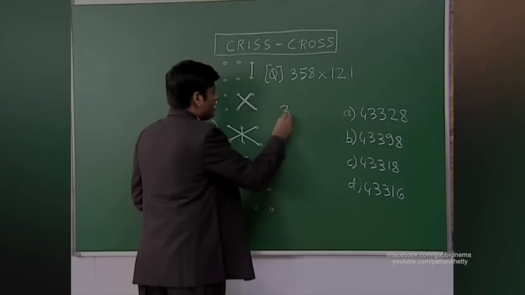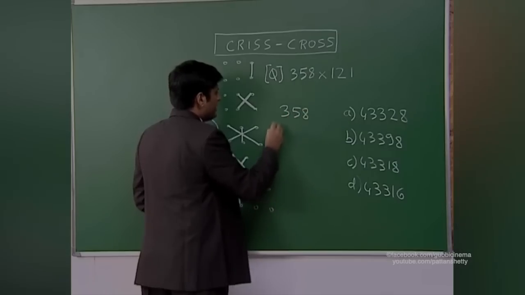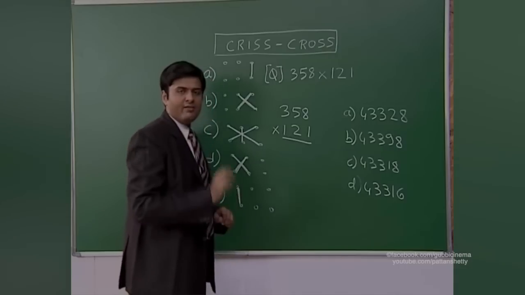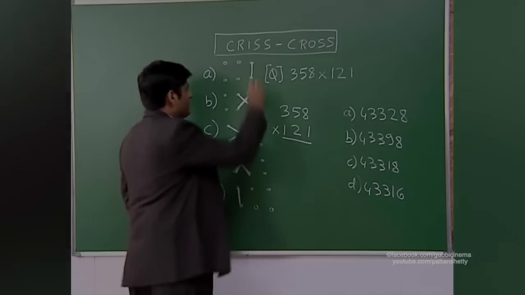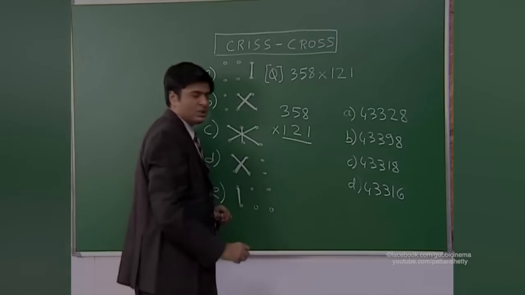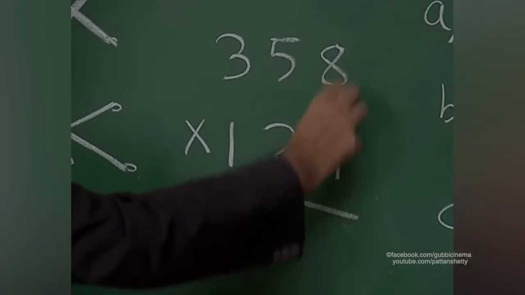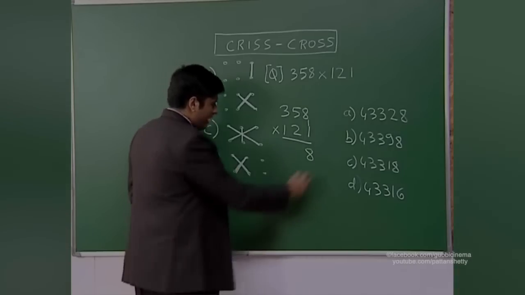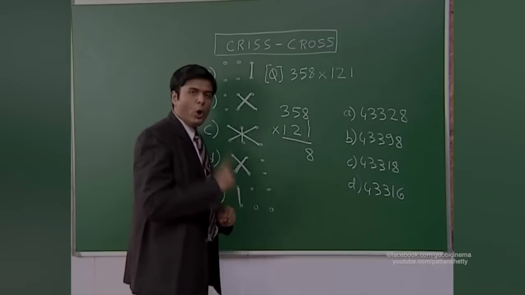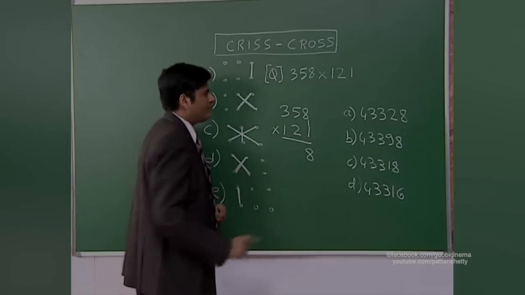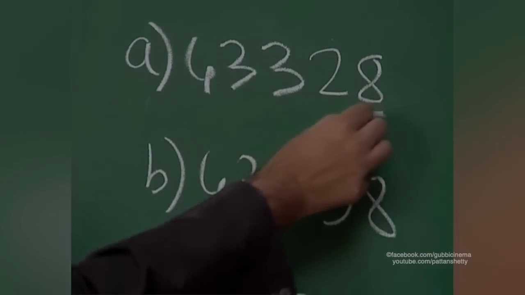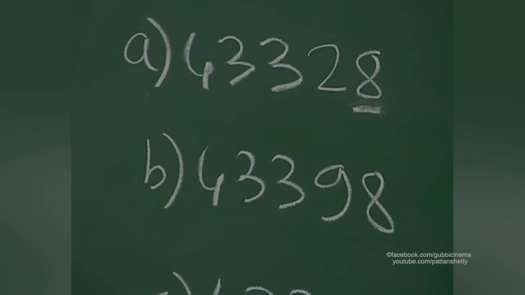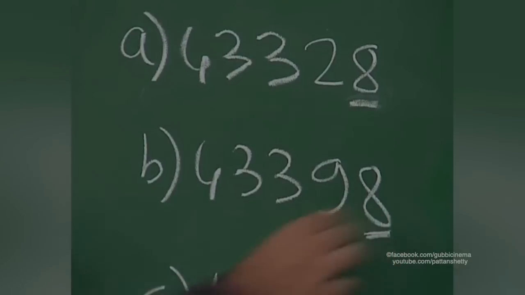I write my question here, 358 times 121, and I apply my Vedic math system. First step says multiply these two numbers, so I have 8 times 1 is 8. Now the moment I have 8 over here, I look for all the alternatives that end with 8. Here option A ends with an 8, so it is a possibility. I come to option B. Option B also ends with 8, it is a possibility.